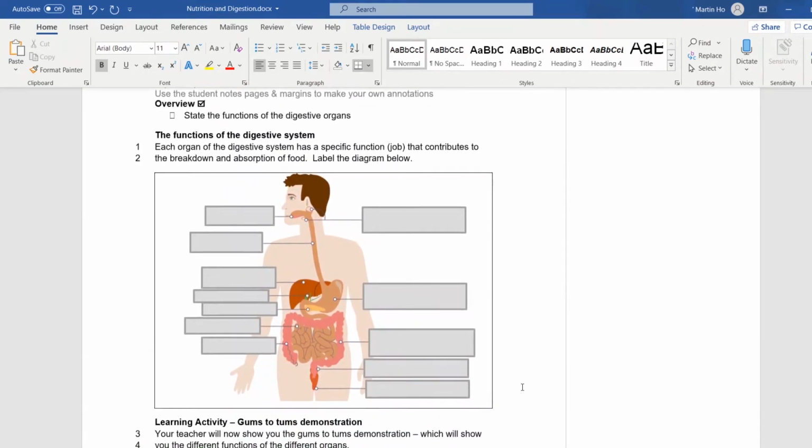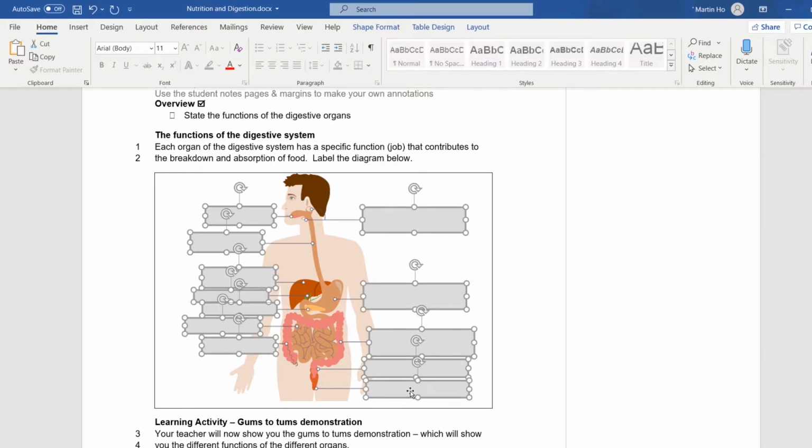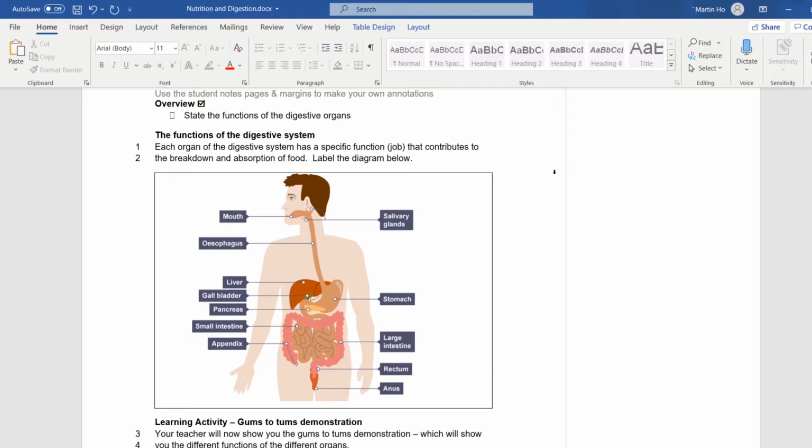So, as I said earlier, in this other half of the lesson, we're going to look at the functions of the digestive organs. We've seen this diagram already, so as extra practice, try again to label the rest of this diagram. Pause the video here, and we'll take it up in just one moment. Now that you're done, check your answers and see how close you got.